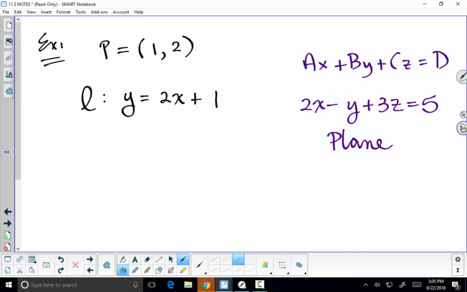Okay, this point is definitely not on the line, right? You plug in the 1, the y value associated with 1 would be 3, so it's definitely not on the line. All right, so we have a point distinct from the line, so find the distance between the two. So again, draw a sketch.